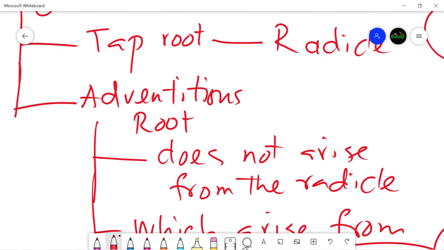So this was a very brief introduction to the root and its basic kinds. In the next video, we shall start the discussion of taproot.